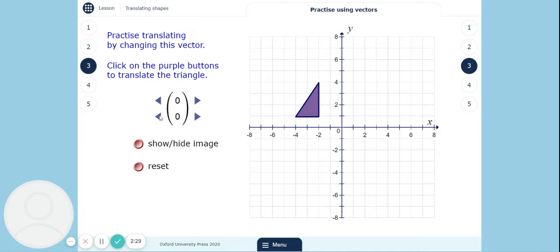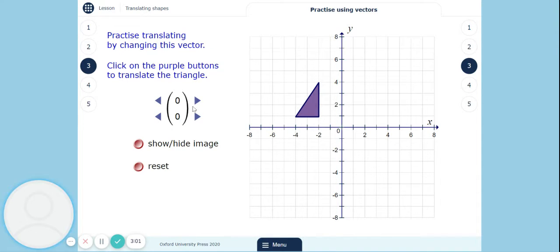Okay, so we can practice using this. So I'll just show you a couple of examples. So if we say something like 3, 4, you can see that it has moved 3 to the right and 4 up. And if we have negative numbers, like I said, this top one moves it to the left, and this bottom number will move it down.